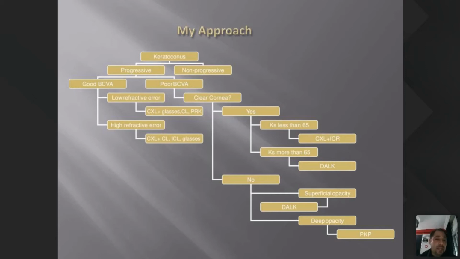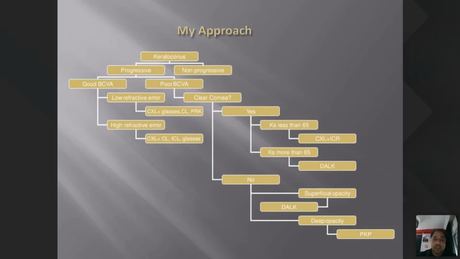Now we'll go to the second part of the treatment, where you will need to improve the visual performance of the patient, because this is what the patient cares about. The patient is seeking better vision. When you do cross-linking, he is not having better vision yet, and he might not be happy because he will say that his vision is even worse than before the cross-linking, because after cross-linking, we know there might be some haze that will reduce the vision for a short period of time.